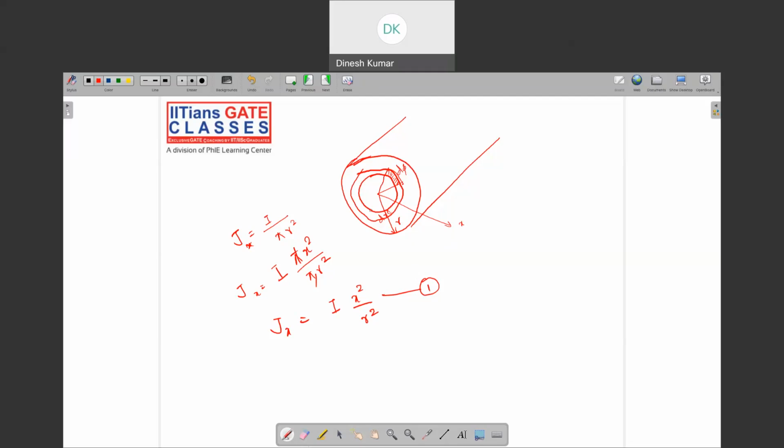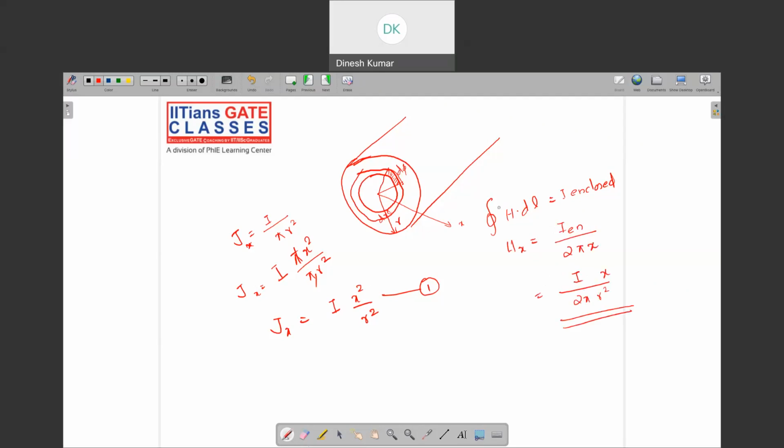Now we will use Ampere's circuital law for finding the H at this particular point. So we use the closed line integral of H dot dl equal to I enclosed. That means Hx times 2 pi x, that is a particular length, equals I enclosed. So Hx is I enclosed divided by 2 pi x. If we substitute the I enclosed as this one, x square and x will get cancelled, so I into x divided by 2 pi r square.